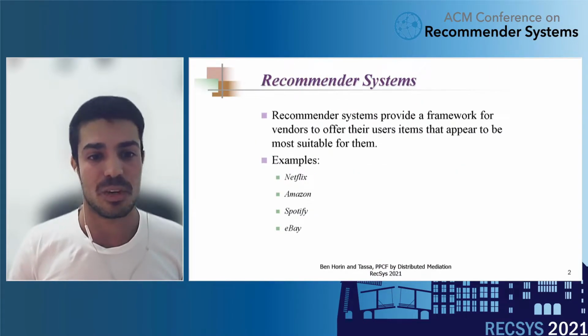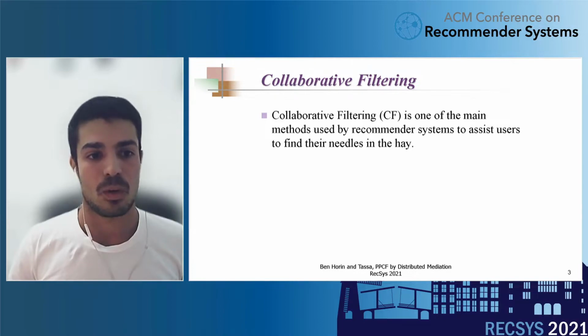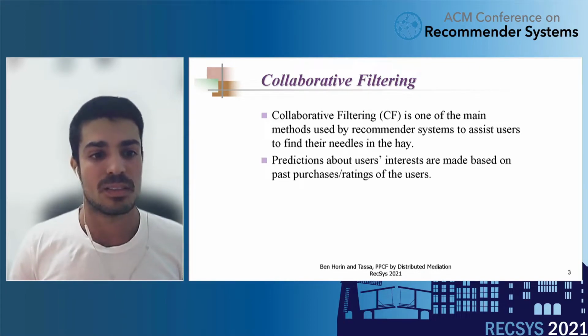Recommender systems provide a framework for vendors to offer their users items that appear to be most suitable for them. Collaborative filtering, CF, is one of the main methods that recommender systems use to assist users in finding their most suitable products. Such predictions are made based on past activity of the users.